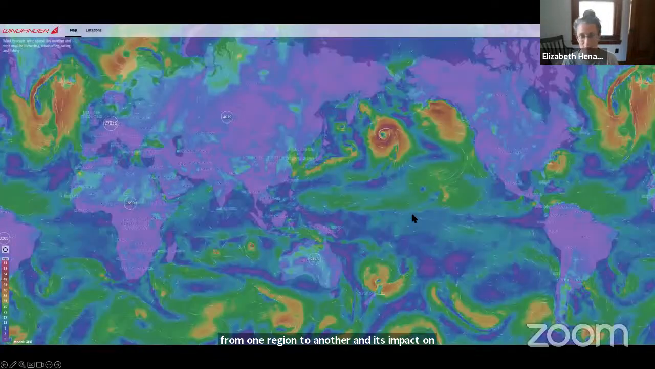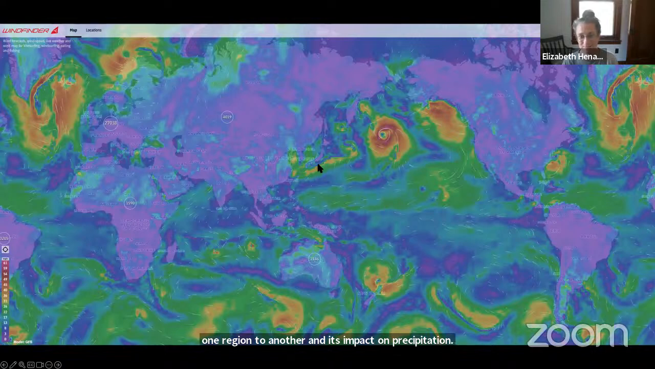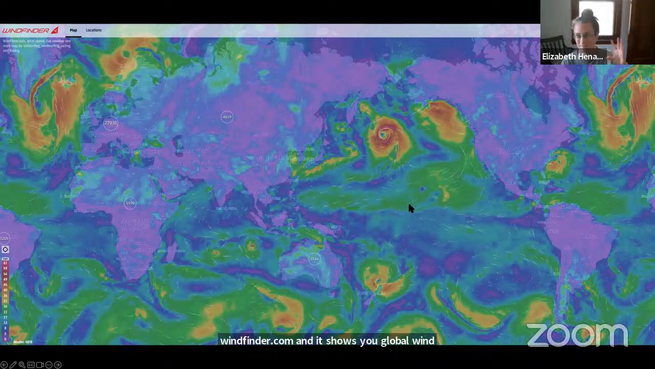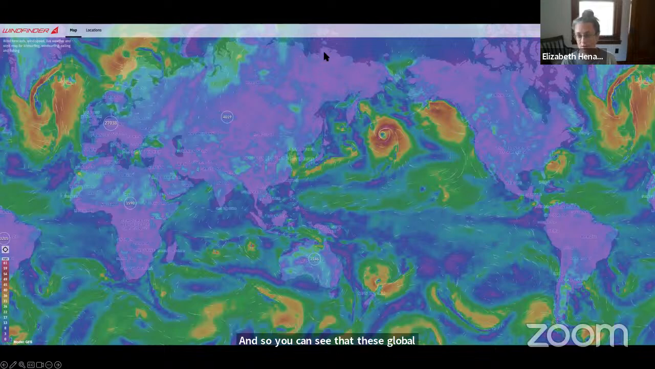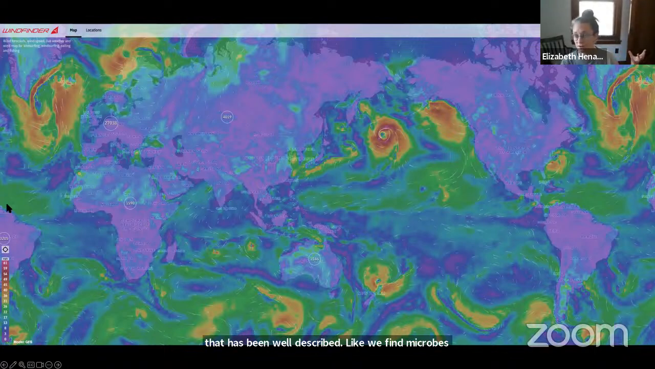So this is a map that I like to refer to. It's a really fun website to look at. It's called windfinder.com, and it shows you global wind patterns in real time. And so you can see that these global wind patterns, you can imagine them transporting biological material from one continent to another. And that has been well described. Like we find microbes from the Sahara Desert in Brazil that are carried there by the trade winds between the two continents.